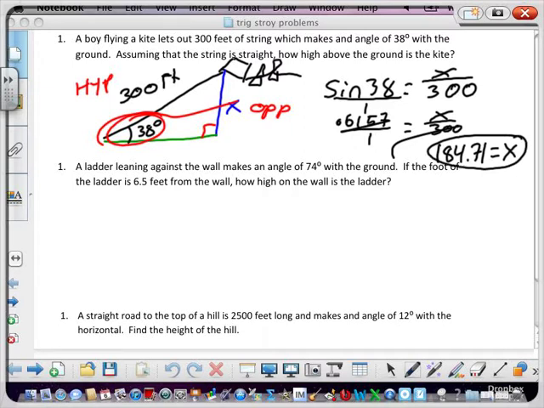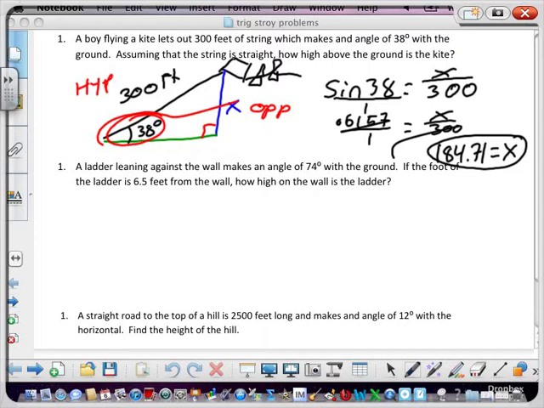So right there, that's how high I'm off the ground. Okay? So you can just do it by plugging tan into your calculator, but I wanted you to be able to understand both ways. 0.6157 over 1 equals x over 100, and this is 184.71. So 184.71 feet.